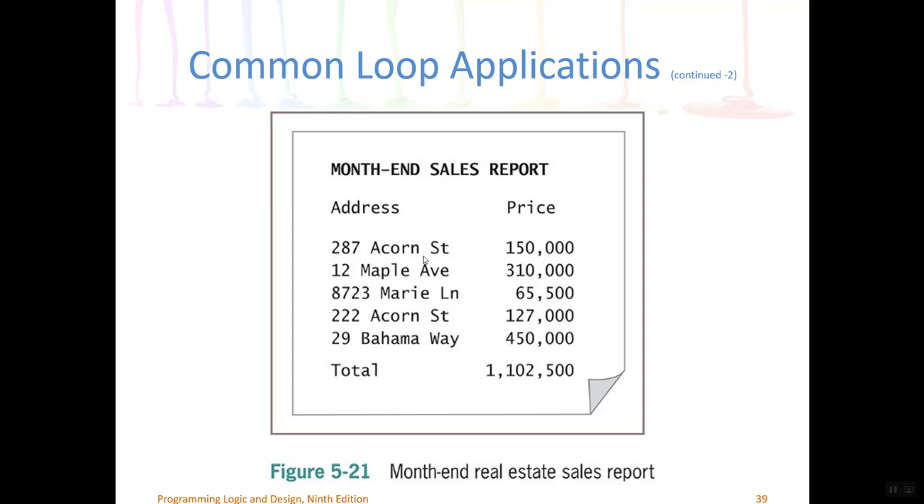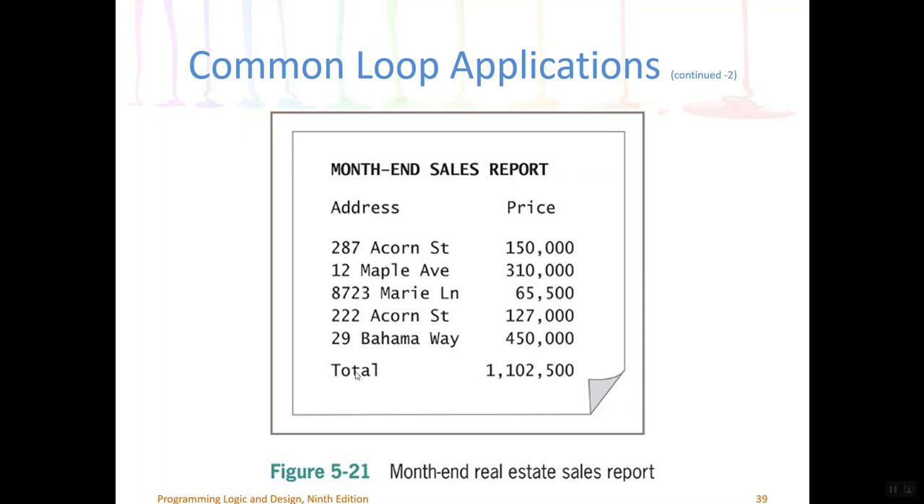So the user is going to provide us an address and a price, and we're going to print them out, and then we're going to get the next address and price. And we're going to continue on in this way until they're done. They've indicated that they're done. And we'll take a look at what that indication looks like shortly.